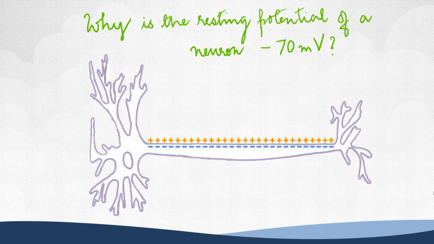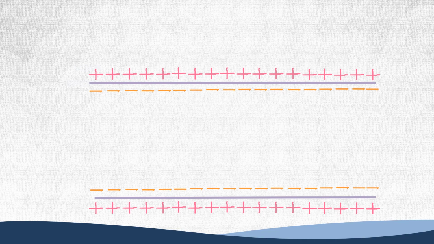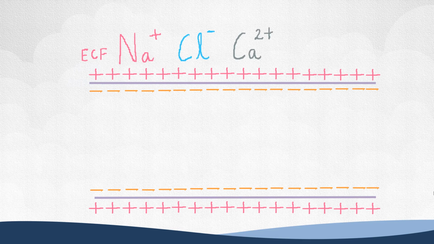What we see here is a representation of the neuron. And if you zoom into a segment of the axon, you can see there are a higher number of negative charges inside than outside. This is because the extracellular fluid, or the ECF, is rich in sodium, chloride and calcium ions, whereas the intracellular fluid is rich in potassium and many proteins. The proteins carry a lot of negative charges, and this contributes to the greater negative charge inside.